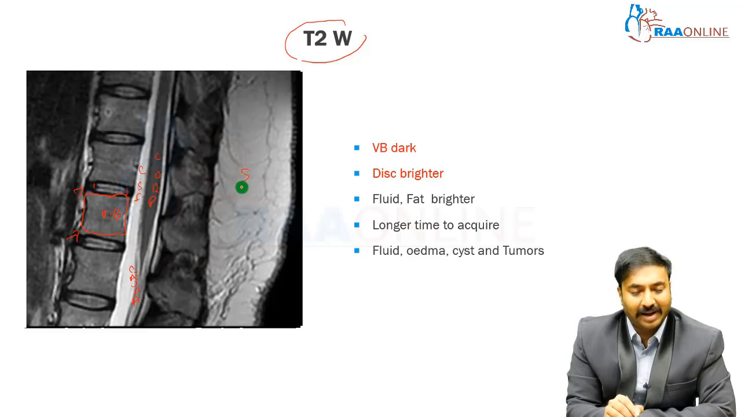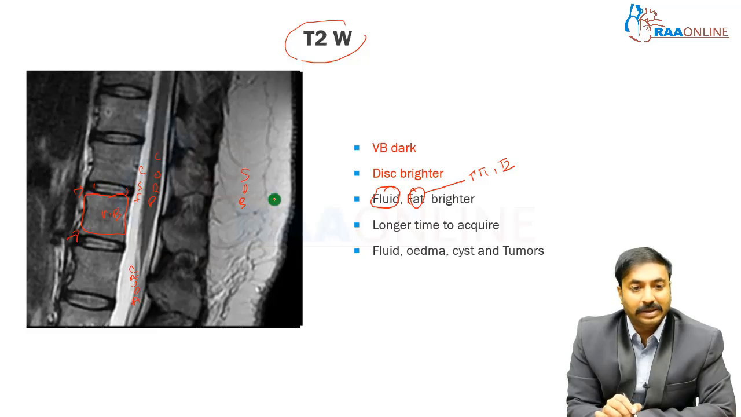And remember, fat is a substance which is bright on T1 as well as T2. That's very important. Fat brightens up in both T1 and T2, but fluid only in T2. Fluid is classically bright only in T2. As you see, the CSF is white, and the nucleus pulposus contains water, which is also white.